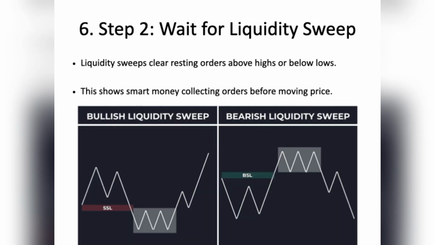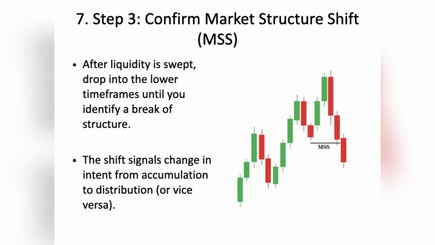Step 2 is to wait for the liquidity sweep. This is the stop hunt where price pushes beyond a key high or low to trigger all the retail stop losses. This is smart money collecting orders before they truly move the market. After the sweep, we need confirmation that the trap has been sprung. This is step 3, confirm the market structure shift.